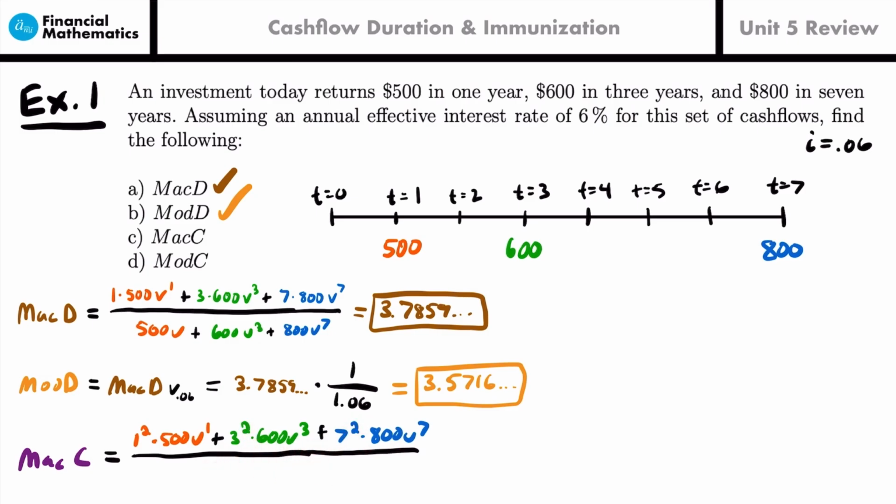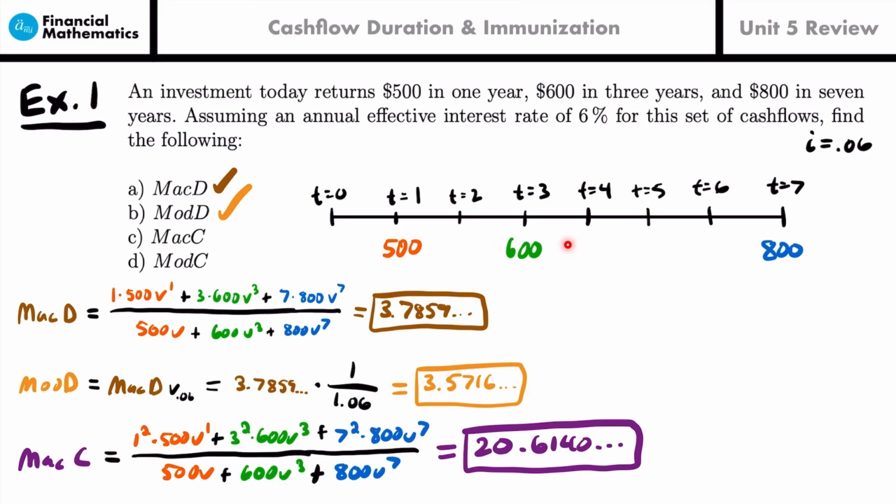And then in the denominator, we just have the present value again. It's the same thing that we did before for the denominator of the Macaulay duration calculation. So we have 500v plus 600v cubed plus 800v to the power of 7. And so once again, if you use a 6% interest rate in each of those present value factors, and you put all of this into your calculator, you should find that the Macaulay convexity is equal to about 20.6140 and some more decimals. That is the Macaulay convexity for this set of cash flows. That takes care of part C, so we'll check that off.